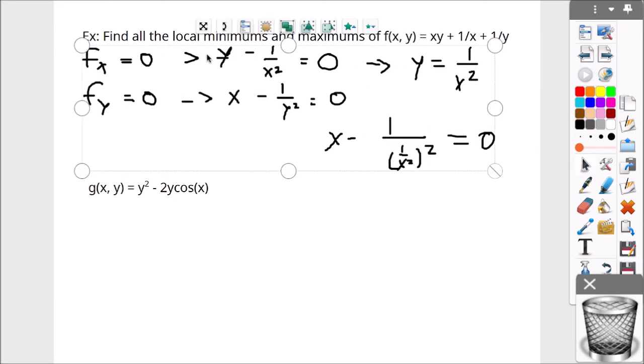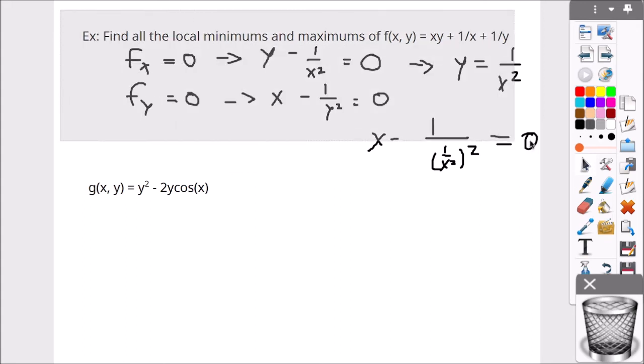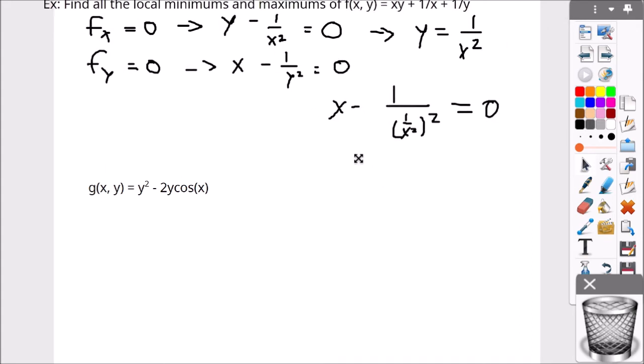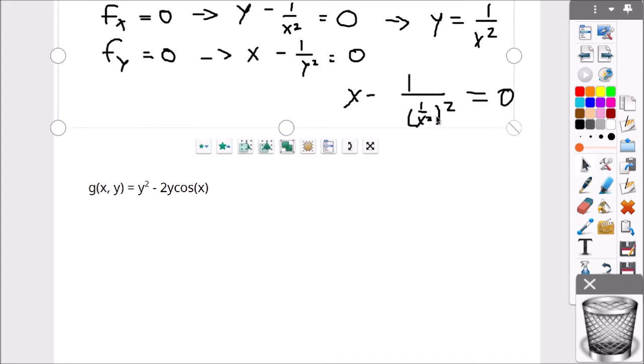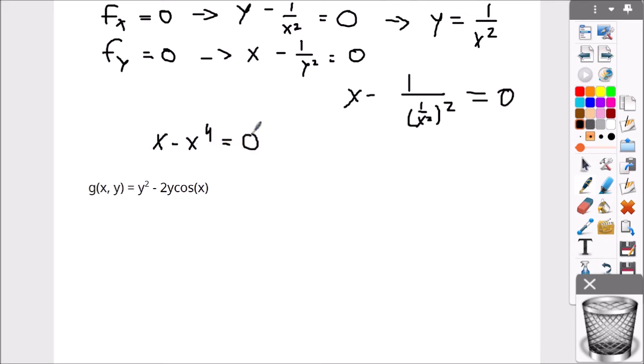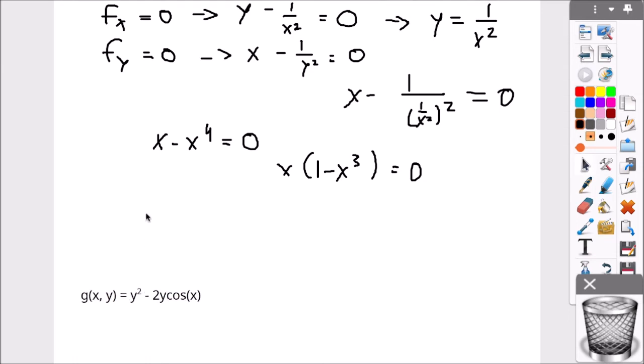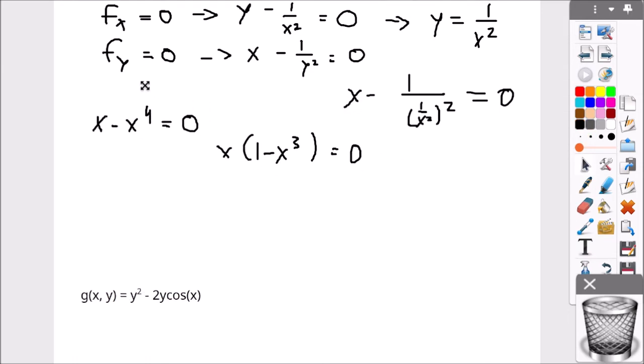Okay, let me move this a little bit up so that we have more space. So 1 over x squared is 1 over x to the 4th, and 1 over x to the 4th is x to the 4th. So x minus x to the 4th equals 0. So x times 1 minus x cubed equals 0.